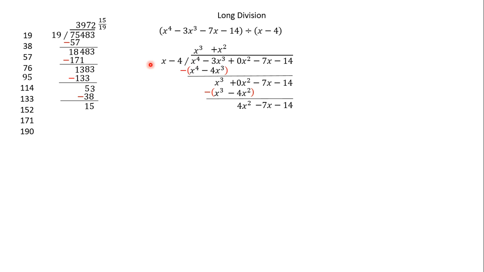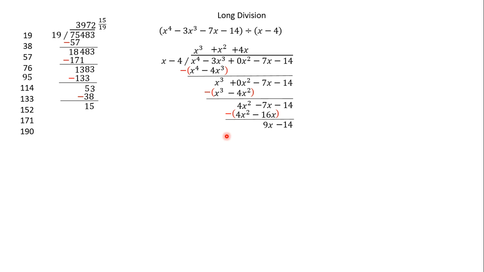Rinse and repeat. X times what equals 4x squared? Well, we're going to need the x to make the x squared. But we also need the 4 because we don't have any number. So times 4x will give us 4x squared. Multiply 4x times x minus 4 to get 4x squared minus 16x. Subtract. 4x squared minus 4x squared, 0. That's plus 16x, so 7x plus 16x is 9x. And then bring down the minus 14.